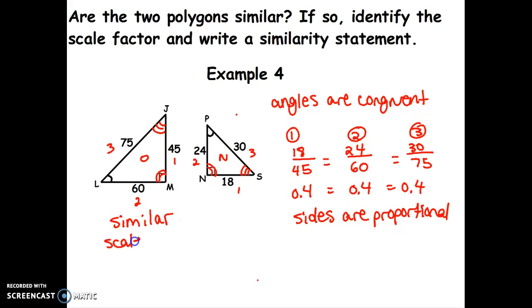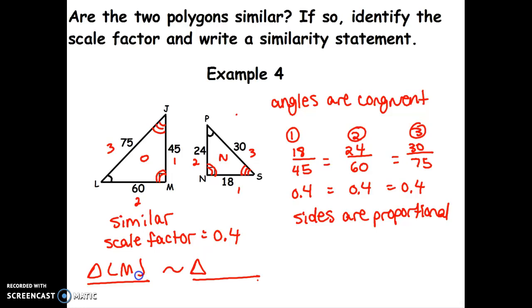The scale factor is 0.4, and our similarity statement. So we got 1, 2, 3, LMJ, and then 1, 2, 3, PNS. Oh, that is not a P. PNS.